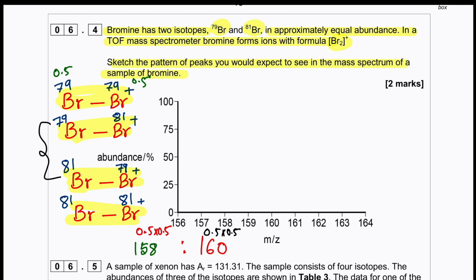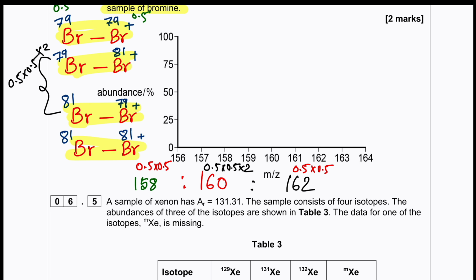But then the 0.5 times 0.5 would get multiplied by 2 because it happens twice. And then finally, we would have bromine 81 and 81, which has a mass of 162, with a chance of 0.5 times 0.5. This gives us a final ratio of 1 to 2 to 1.